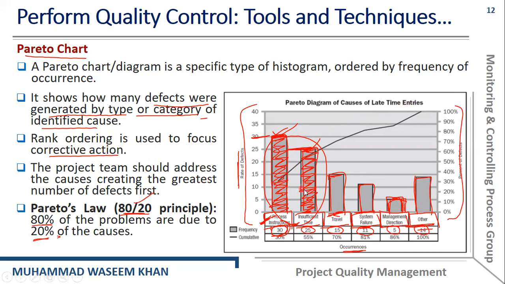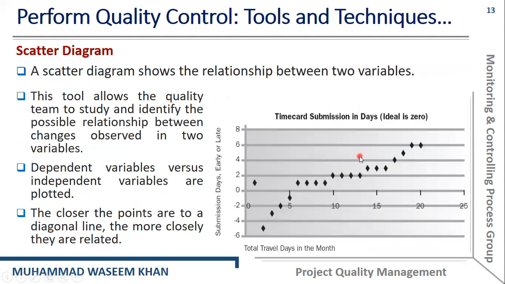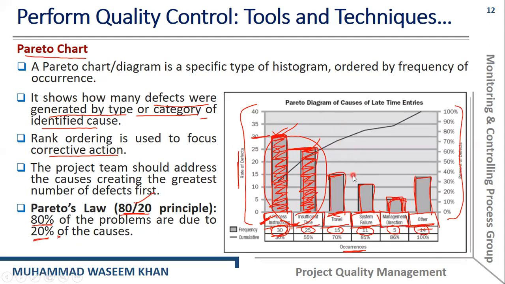So for example, if we eliminate these two causes, then we can reduce this particular problem, the late time entry problem, by around 50%. And if we remove the process instructions, insufficient time, travel, and other problems, except these two, then we can remove around 85 to 90% of the late time entry related problems.